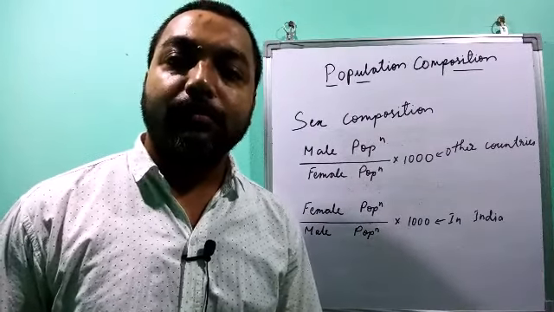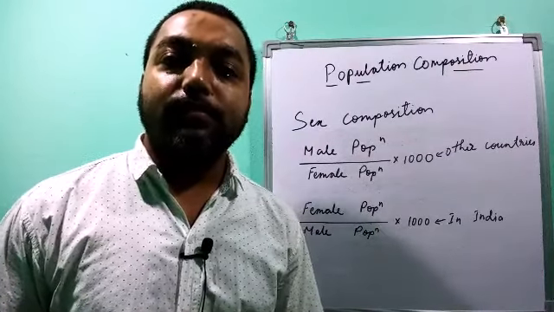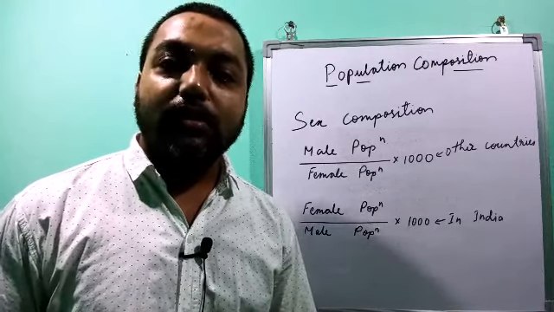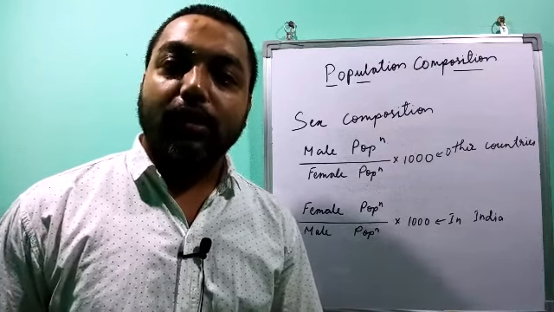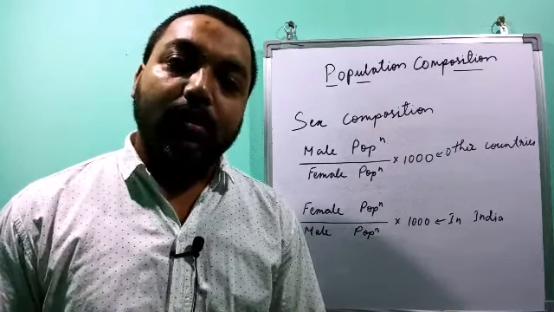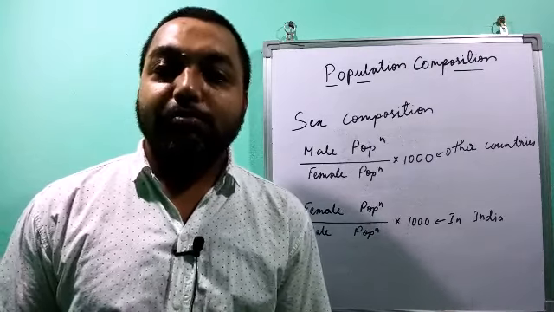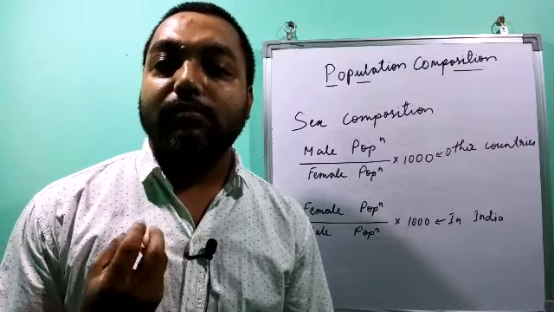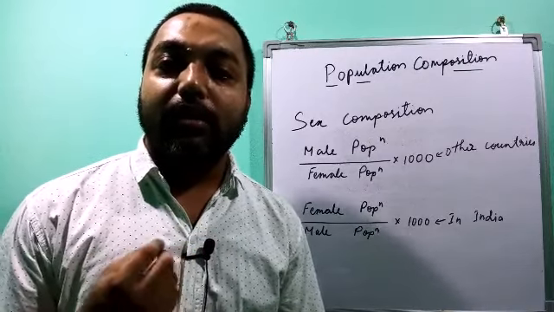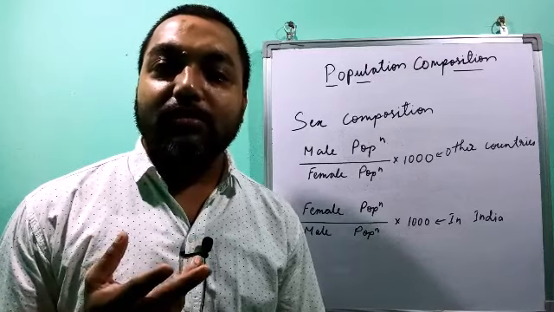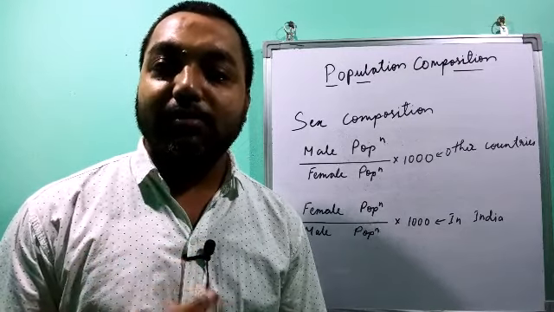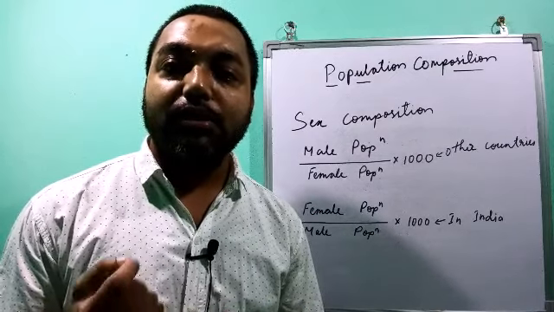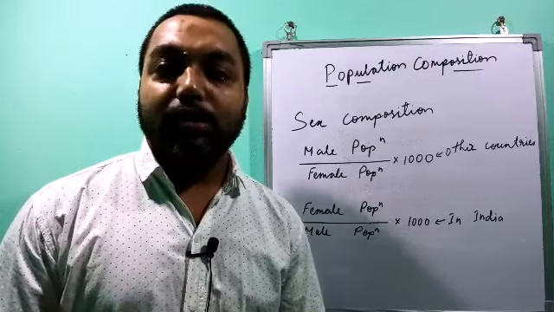Hello and welcome everyone. Today in this class we will start a new lesson, that is the third lesson of Human Geography class 12. It is population composition. By the word population we understand the total number of anything, maybe animals, maybe plants, or some other thing, or human beings also. But here in this lesson, by the word population we mean only the human population.